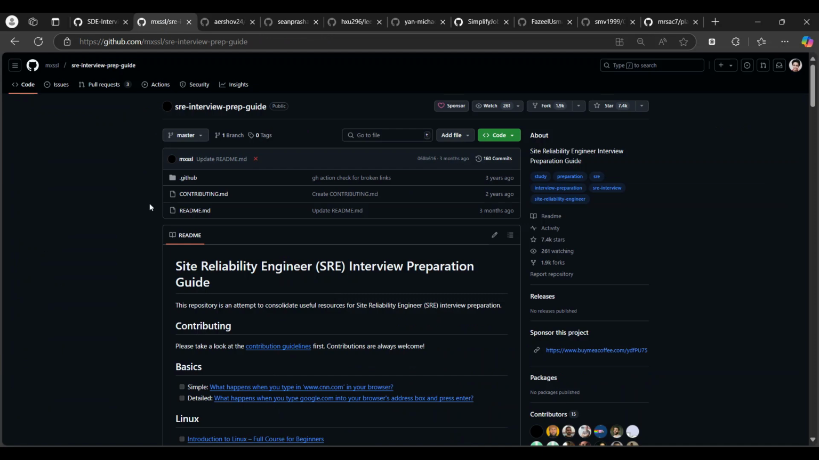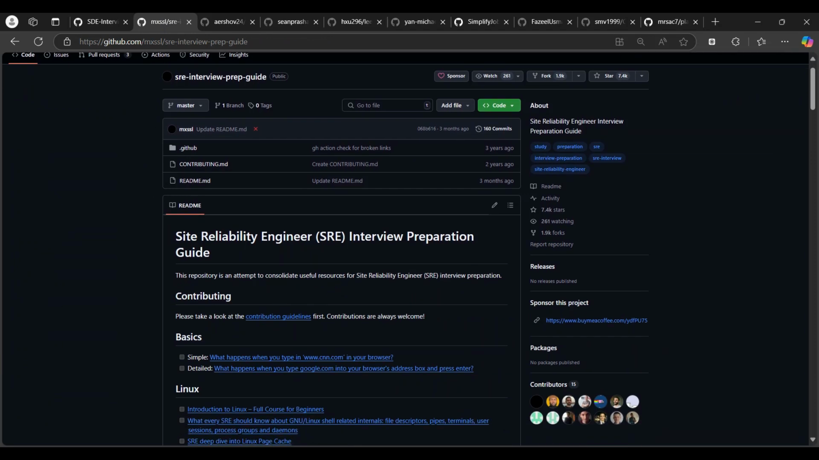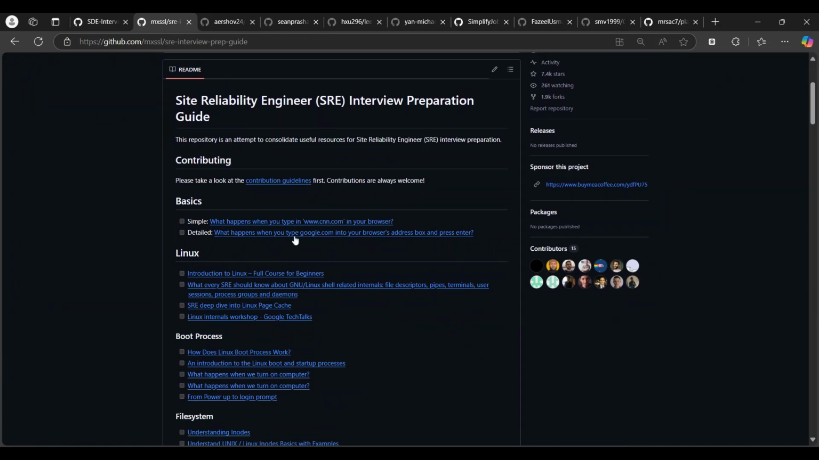SRE interview preparation guide. If you are specifically applying for the site reliability engineer role, SRE in short, then this GitHub repo will be really helpful for you. They have listed the resources from where you can learn the topics that are mostly needed for the SRE role. For the basics, there is, what happens when you type in www.cnn.com, so simple things.